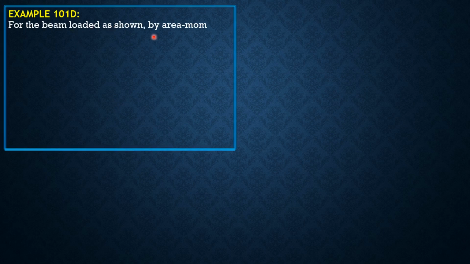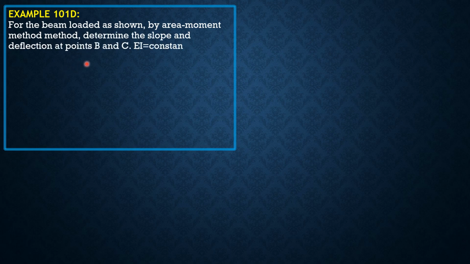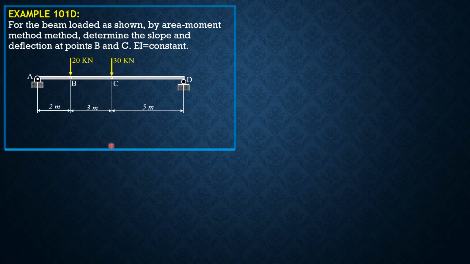For the beam loaded as shown, by the area moment method, determine the slope and deflection at points B and C. EI is constant. Here is the given figure. So we select D as our moment center. We don't need to compute for the reactions.